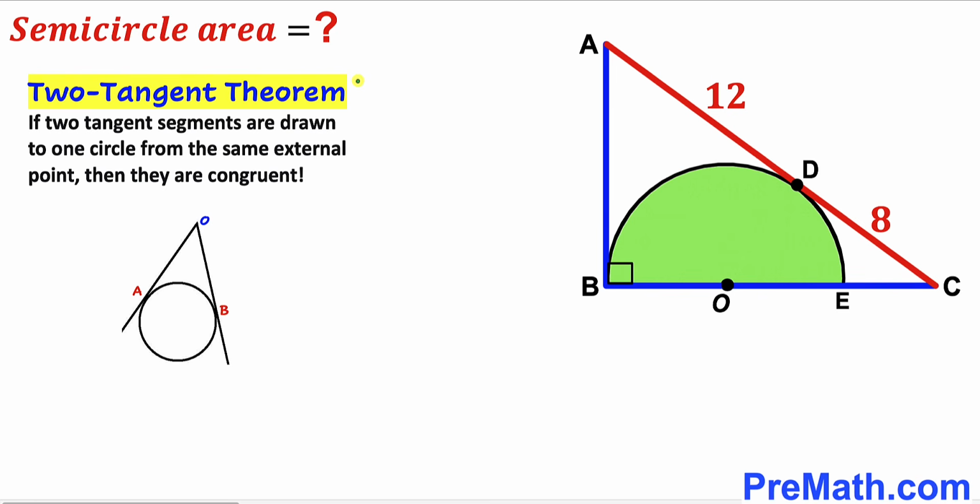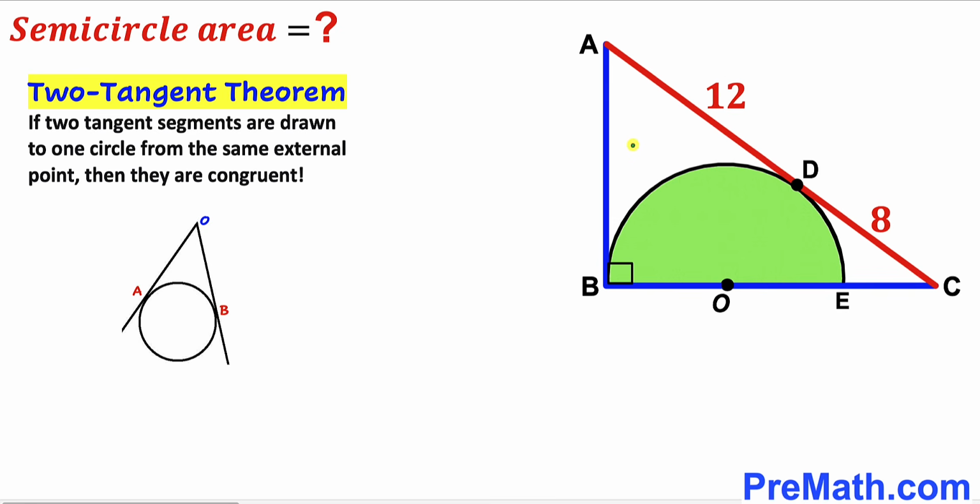Let's recall the two tangents theorem. According to this theorem, if two tangent segments are drawn to one circle from the same external point, then they are congruent, as you can see in this given diagram. Here we have two tangent points A and B, and O is the external point. Then this segment AO is going to be equal to this segment BO.